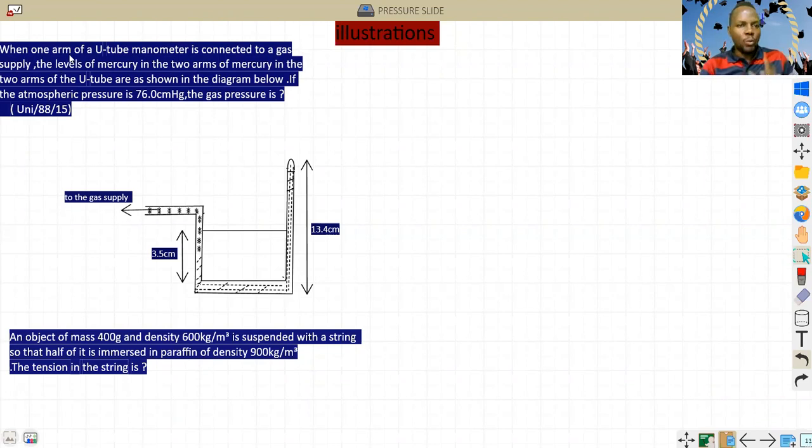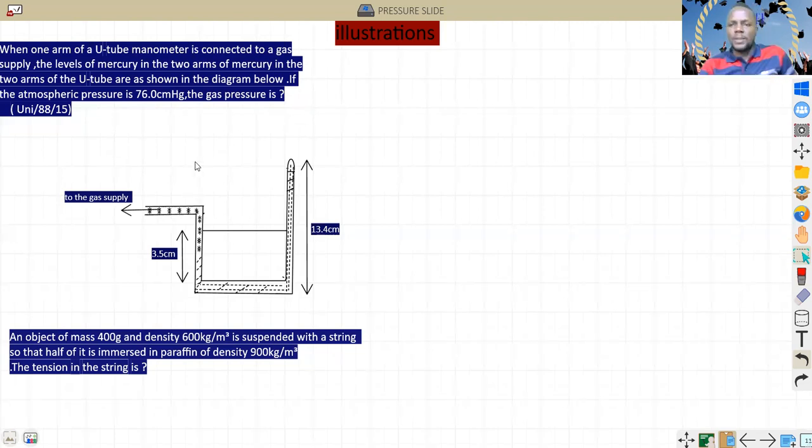We have, when one arm of a U-tube manometer is connected to a gas supply, the level of mercury in the two arms of the U-tube are as shown in the diagram below. If the atmospheric pressure is 76.0 centimeters of mercury, what is the gas pressure?